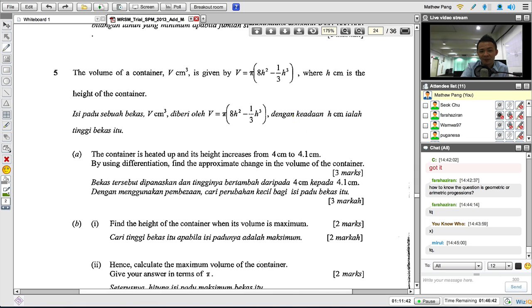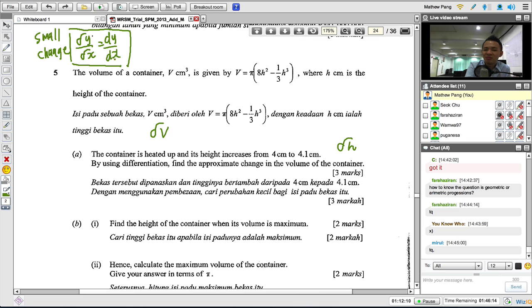So in this case, I want to find the change of volume. Over here he gives us the change of height, right? So I got change of height. You must know a formula is something like this: change of y over change of x equals dy/dx. This is the formula for small change. We have to use this formula, but we change x and y to h and v. So change of v over change of h equals dv/dh.